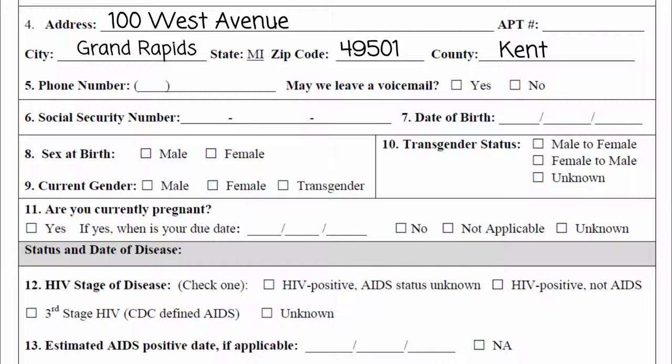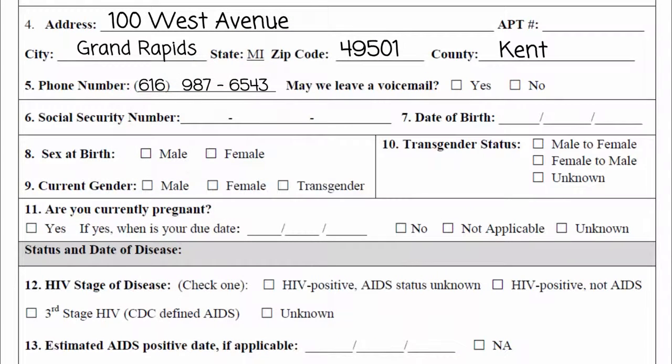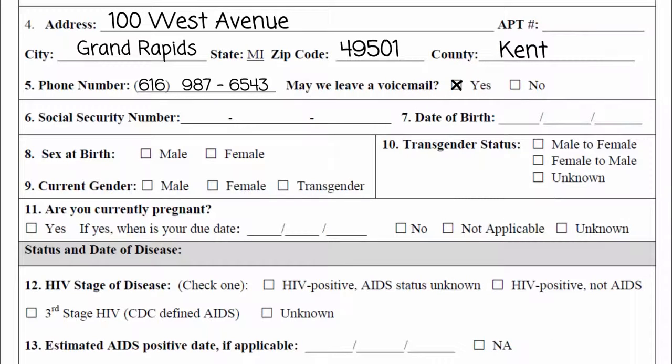Question 5 is asking for your phone number and if MiDAP may leave a voicemail on the number that you provide. If you check yes, that we may leave a voicemail, MiDAP staff will only state they are calling from the state of Michigan. At no time will a MiDAP staff member leave any private or confidential health information when leaving a message.